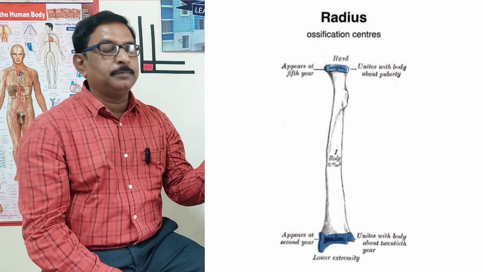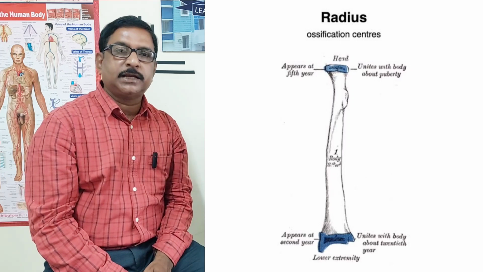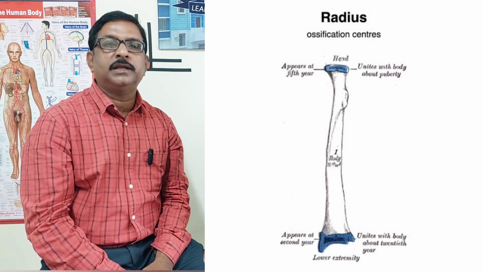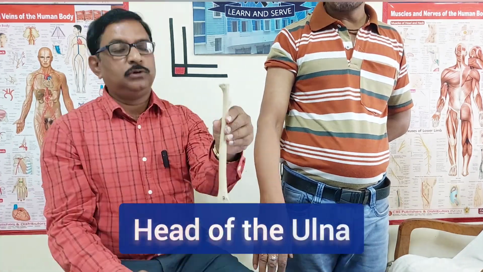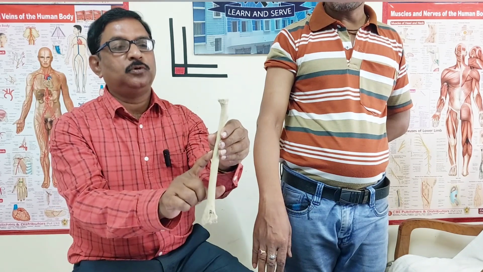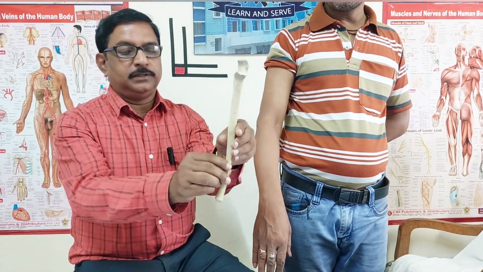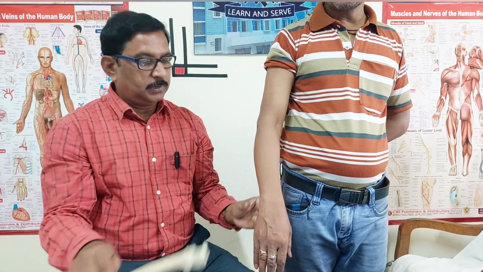The head of the radius appears after birth at the age of 5 years from the secondary center of ossification, and it joins with the shaft of the radius at the age of about 18 years. Next point is the head of the ulna. You know, this is the radius. In this bone, the head is at the upper end, but in the ulna, the head is at the lower end. I will mark this head.